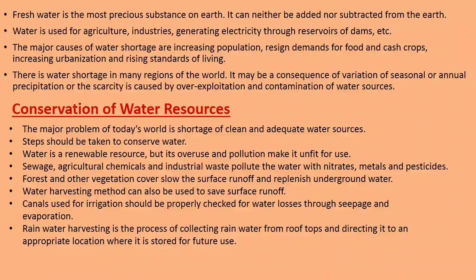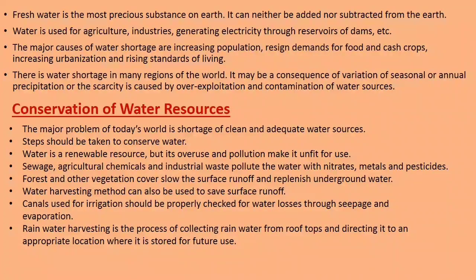Water shortage in many regions of the world is the consequence of variation in seasonal or annual precipitation, or the scarcity is caused by overexploitation and contamination of water resources. Changing land use patterns and the need for irrigation, coupled with inefficient use of water, have also brought scarcity of water, pollution of water bodies, as well as degradation of our environment. This all leads to water depletion and water scarcity.